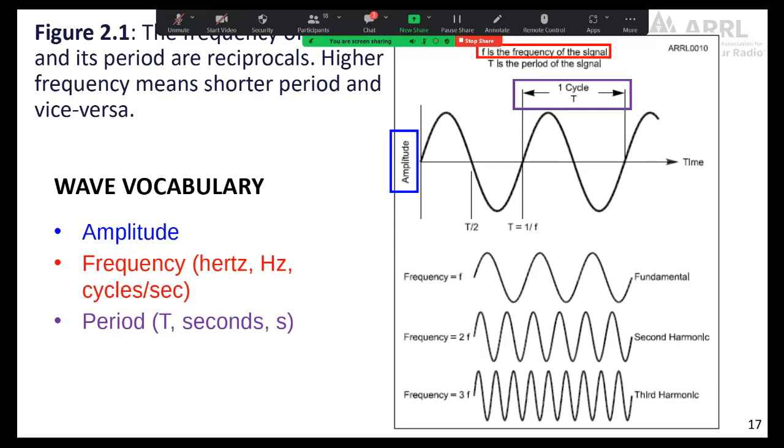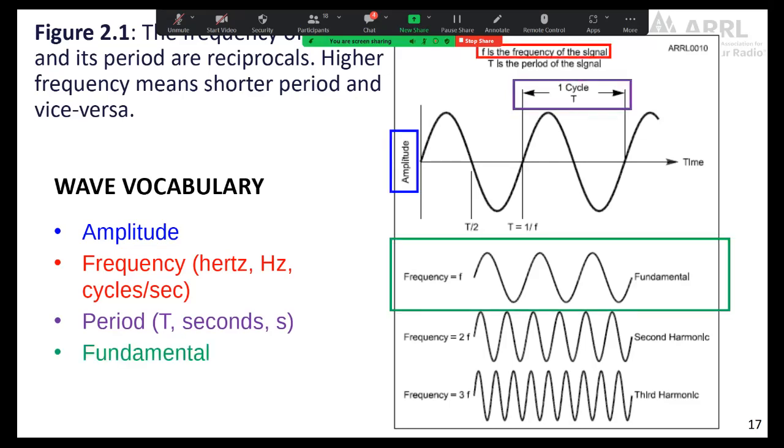The period, T, is in seconds. They normally reference this from a 0 point, considering that everything above that line is positive and everything below that line is negative. If we look here on the bottom, we see 3 different frequencies.